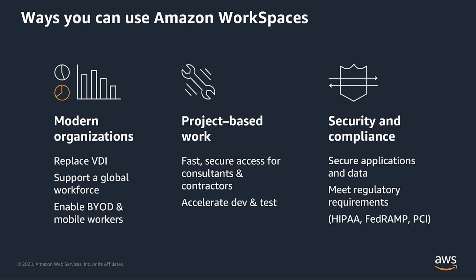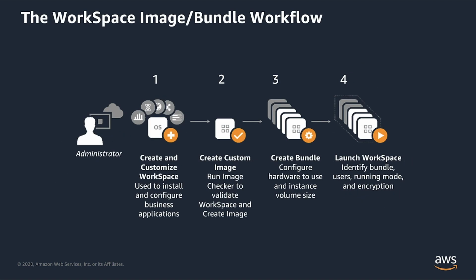And since data is streamed to your device in an encrypted format and not stored locally, Amazon Workspaces helps improve your security posture. There are four major steps to deploy your application using Workspaces. The first of which is to launch a workspace that you will use as a starting point to customize by installing the application. With the application installed and configured, the next step is to create an image from that workspace.